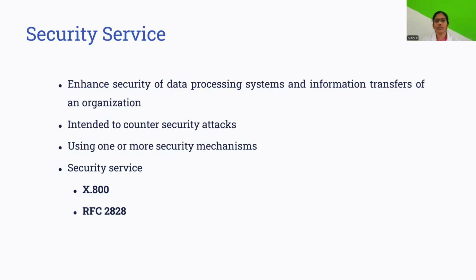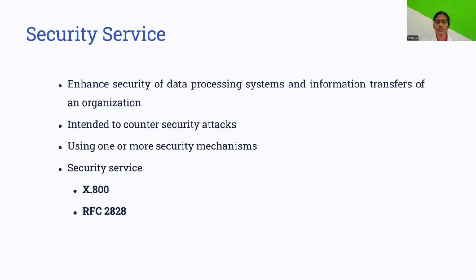Next we discuss security services. Security services are used to protect assets from threats. There are two types of service: one is X.800 and the other is RFC 2828. These are standard organizations, and they provide the services for security. So what is X.800? This is the service provided by the protocol layer of the communicating open systems. The purpose is to ensure adequate security of the systems.